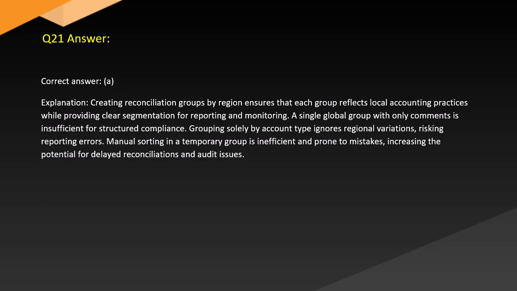Answer. Correct answer: A. Explanation. Creating reconciliation groups by region ensures that each group reflects local accounting practices while providing clear segmentation for reporting and monitoring. A single global group with only comments is insufficient for structured compliance. Grouping solely by account type ignores regional variations, risking reporting errors. Manual sorting in a temporary group is inefficient and prone to mistakes, with the potential for delayed reconciliations and audit issues.